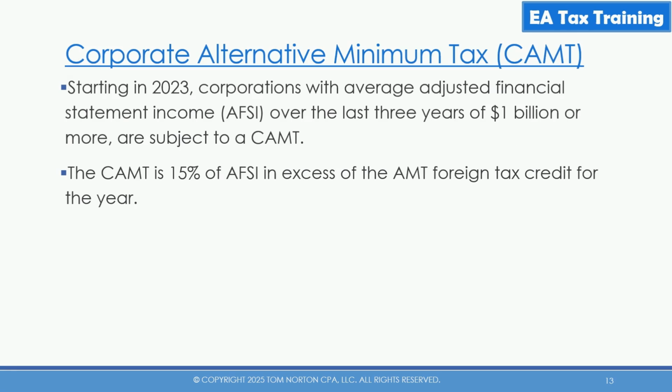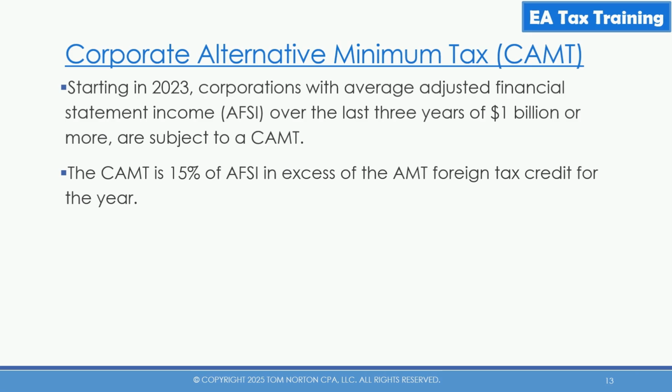Next is the corporate alternative minimum tax. So this just started in 2023. Corporations with average adjusted financial statement income over the last 3 years of $1 billion or more are subject to a corporate alternative minimum tax. That tax is 15% of that adjusted financial statement income after subtracting out the AMT foreign tax credit for the year. So what are we talking about here? Adjusted financial statement income. This is more or less book income. It's not exactly book income, but that's the easy way to think about it.